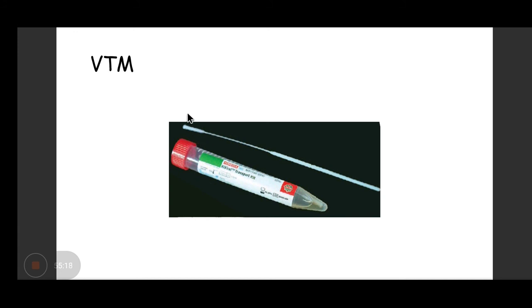Otherwise, if you want to do RT PCR directly from the swab, you can also perform it. There is no need of VTM. VTM is needed only for the transport of the swab. Otherwise, you can just mix the swab into normal saline. You can also perform RT PCR.